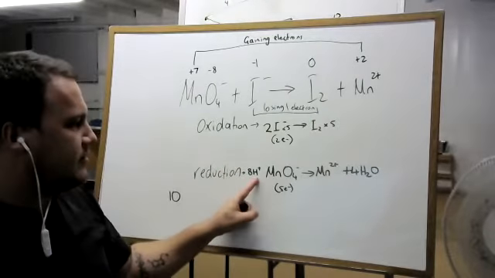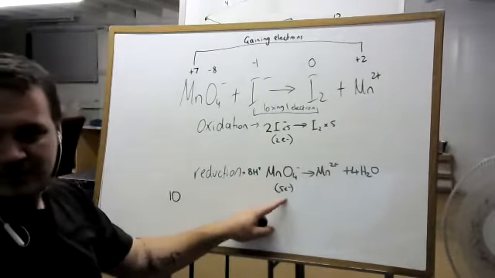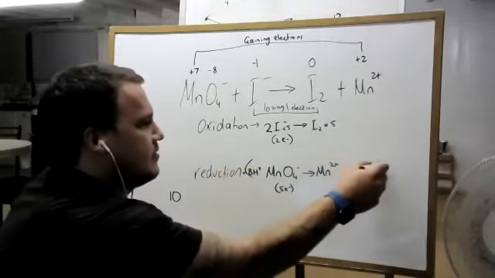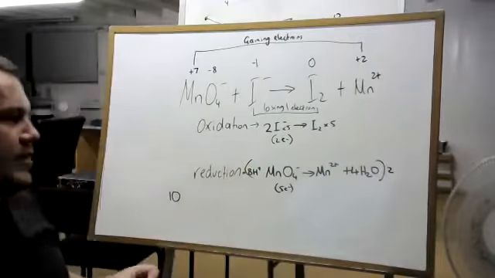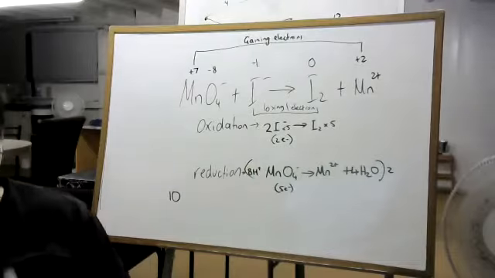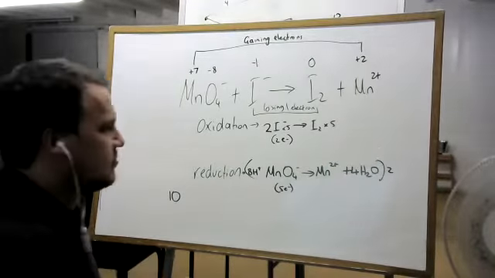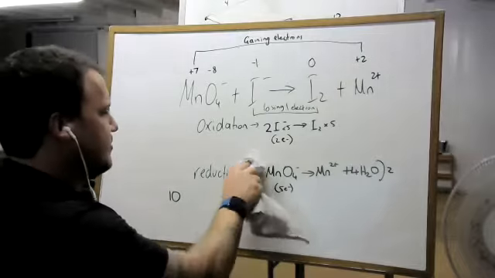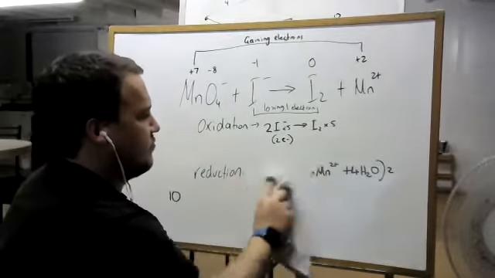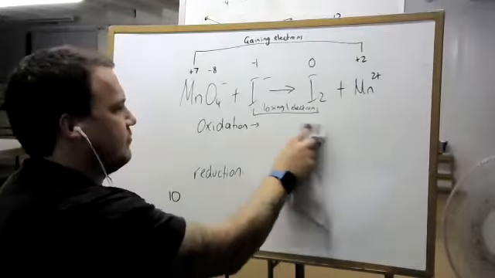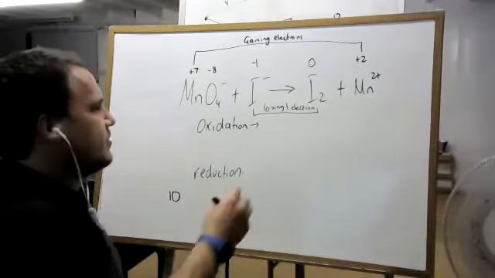Down here, we've got 5 electrons. We need to make it 10. So times everything by 2. Whilst I'm doing this, you guys are capable of multiplying by 2.